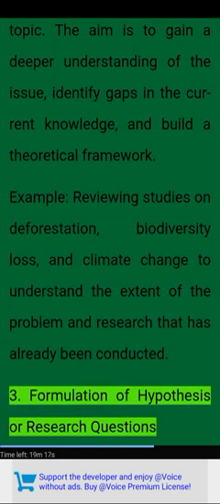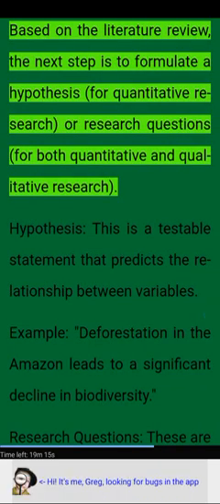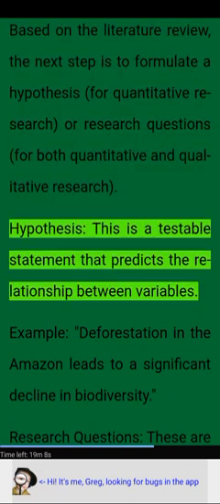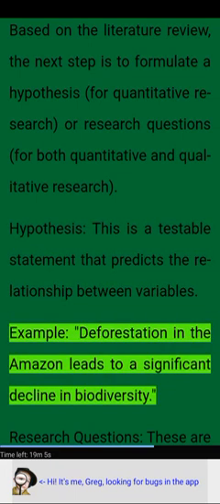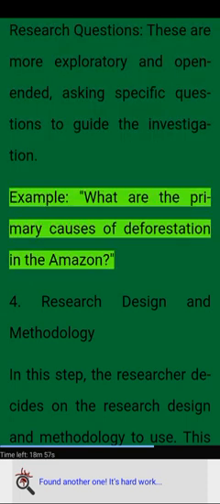3. Formulation of hypothesis or research questions. Based on the literature review, the next step is to formulate a hypothesis for quantitative research or research questions for both quantitative and qualitative research. Hypothesis: this is a testable statement that predicts the relationship between variables. Example: deforestation in the Amazon leads to a significant decline in biodiversity. Research questions: these are more exploratory and open-ended, asking specific questions to guide the investigation. Example: what are the primary causes of deforestation in the Amazon?